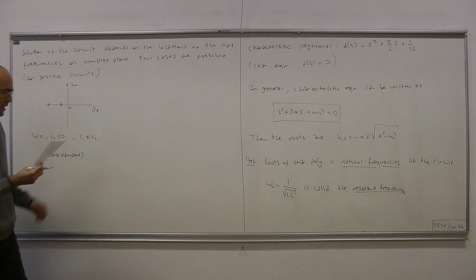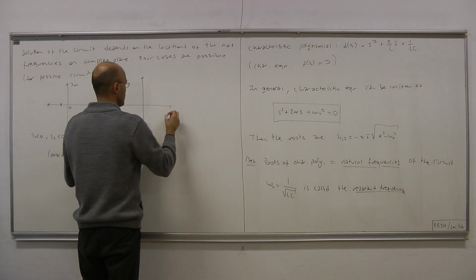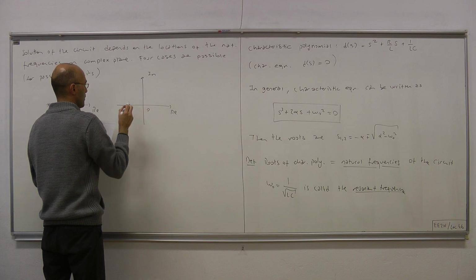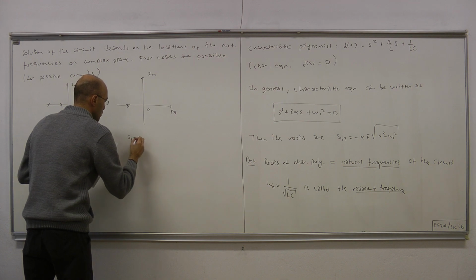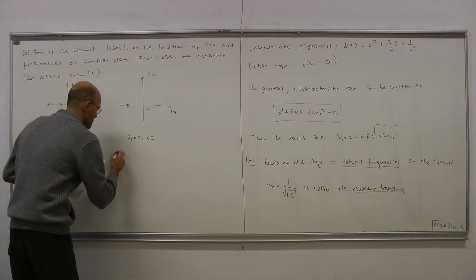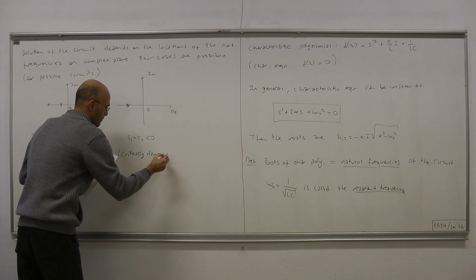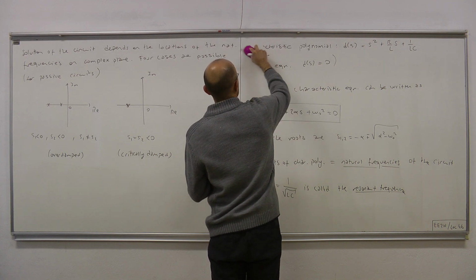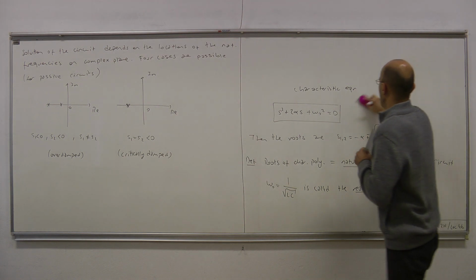So that's one possibility. Another possibility is that those 2 roots coincide with one another. S1 equals S2, and both negative. So this case is called critically damped. Then, more interesting cases occur when we have complex roots.